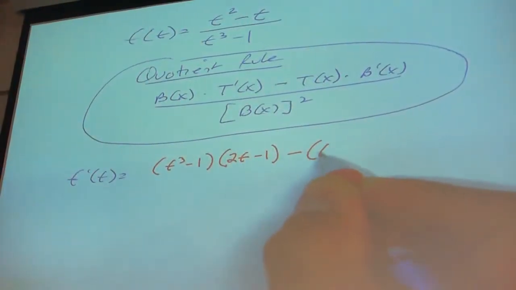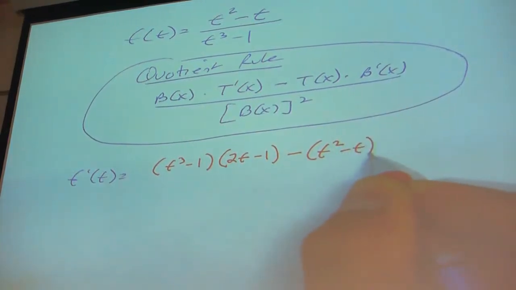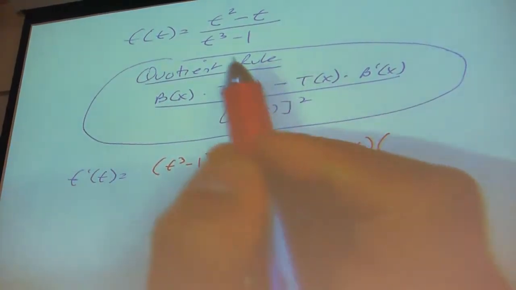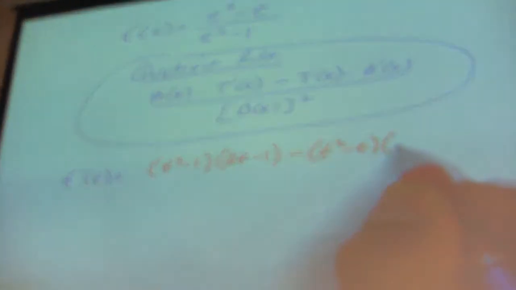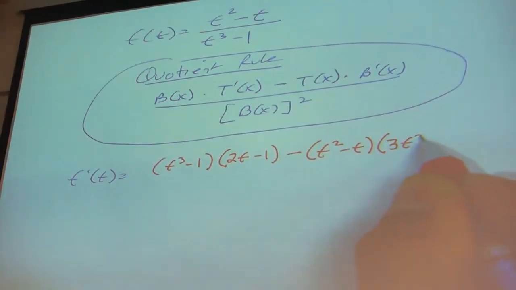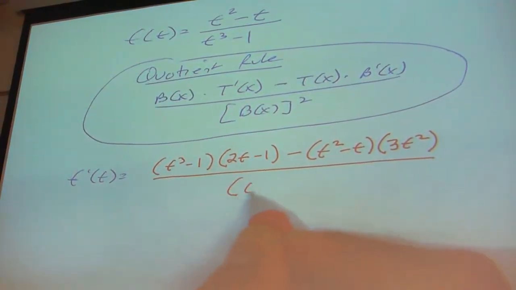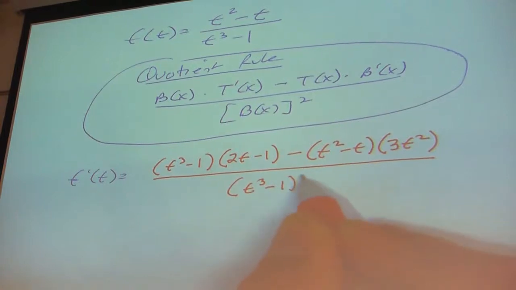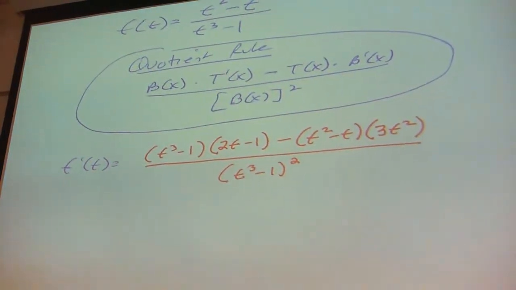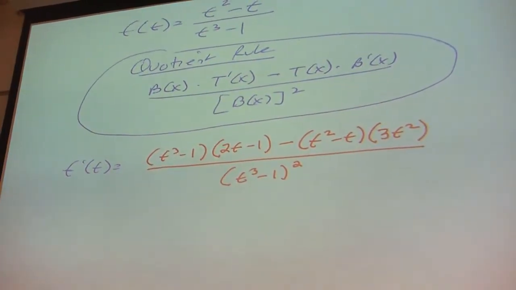Minus the original top times the derivative of the bottom. What's the derivative of t to the third? 3t squared. What's the derivative of minus 1? 0. All over the original bottom squared. If you made a little mistake there, go back and check it, and now simplify the algebra.